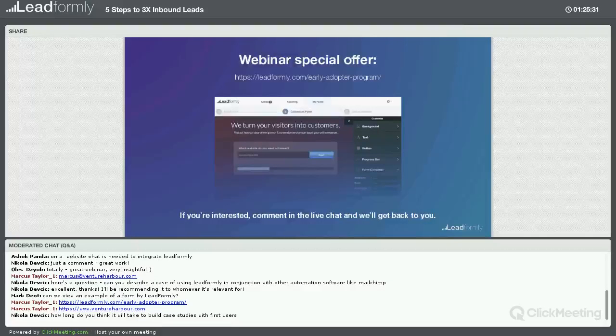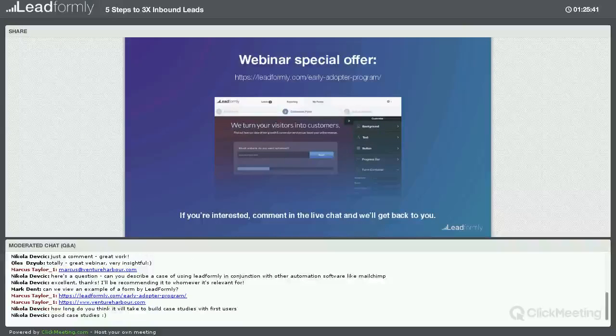Okay, how long do you think it will take to build case studies with first users? We're expecting that our early adopter program is probably going to last for about 1 to 2 months, depending on how things go. The nice thing with optimizing forms is that if we took your website, for example, and changed the form this Friday, we would probably be able to see the impact of it within 1 week. So the actual turnaround time is relatively quick to get results.